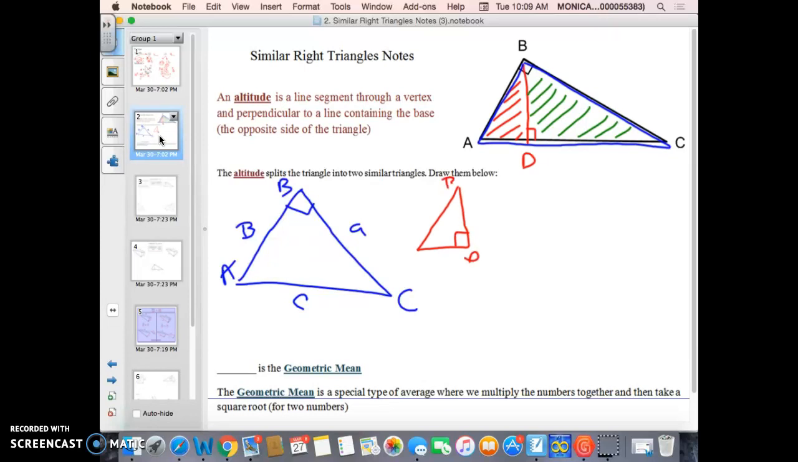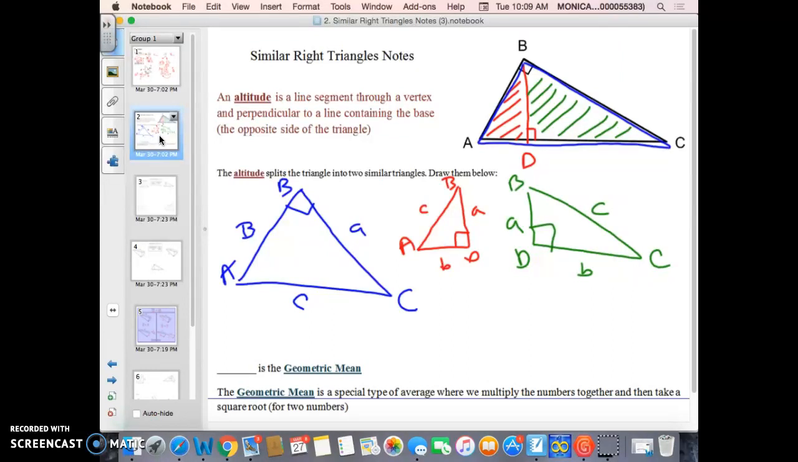This would be D, B, A, and again this is A, this is B, and this is side C. And then I got the third triangle, which I colored in green. And that's the second half of the big triangle, B, D, C. This is side C, this is side B, and this is side A.